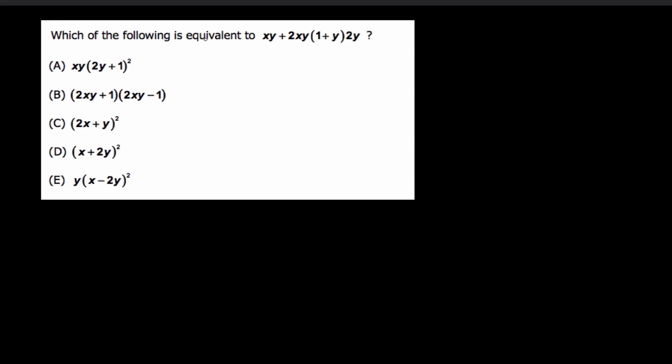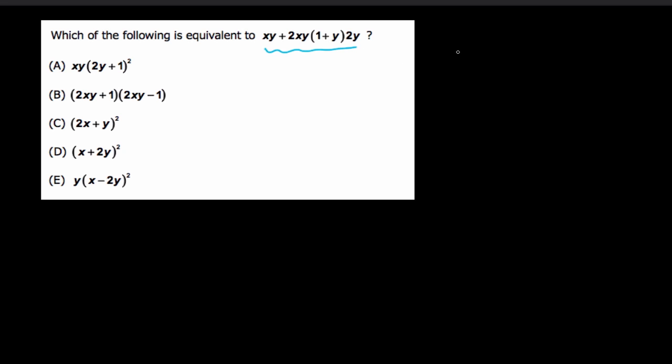The question here says, which of the following is equivalent to xy + 2xy(1 + y)(2y)? So in a nutshell, what the question is telling you is just to simplify this algebraic expression, and then compare your solution to the options you have here. Whichever of them is equivalent to the solution you obtain after simplification is going to be your solution. So let's go ahead and simplify this.